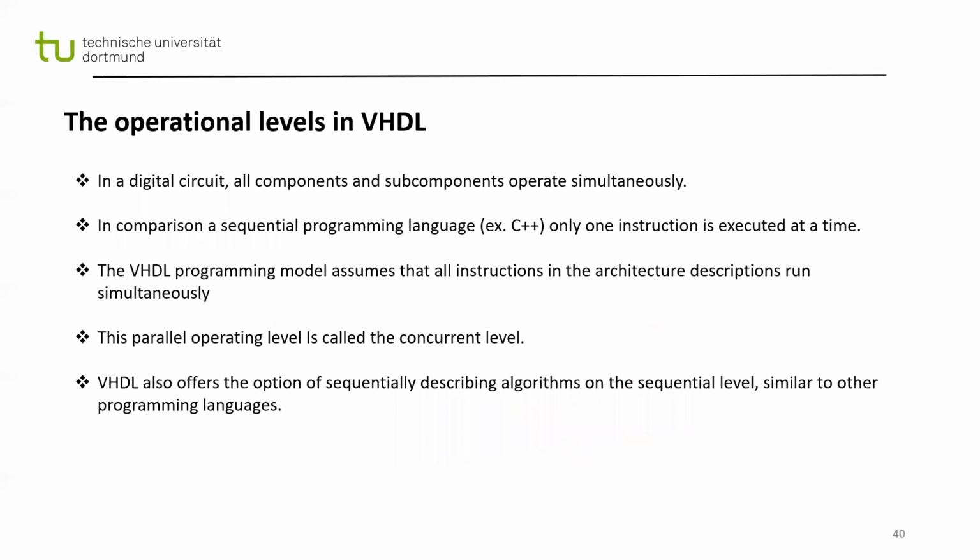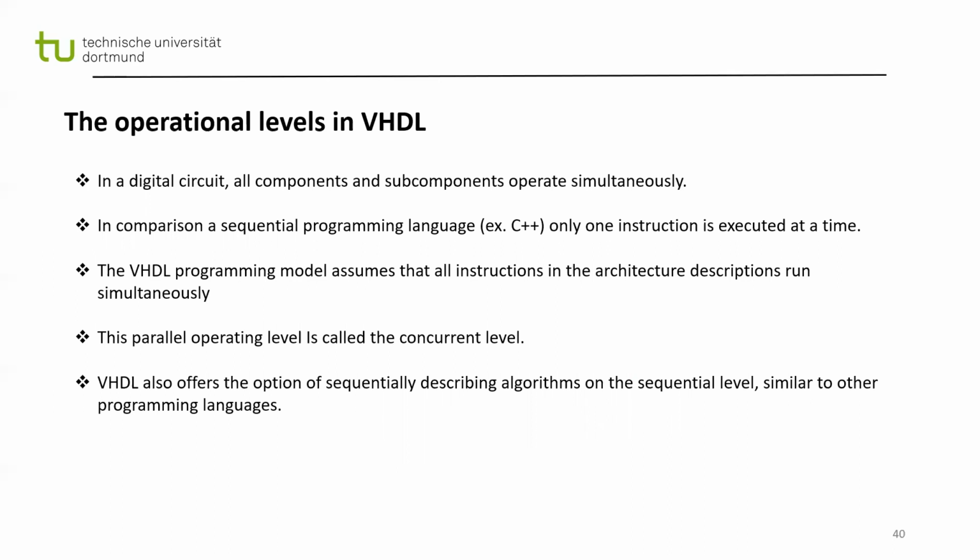Firstly, the operational levels in VHDL. In a digital circuit, all components and subcomponents operate simultaneously. For example, a gate contained in the circuit provides its functionality continuously, parallel to the functionality of other gates contained in the circuit. With a sequential programming language like C++, Pascal, or any other sequential programming language, only one instruction is executed at a time.